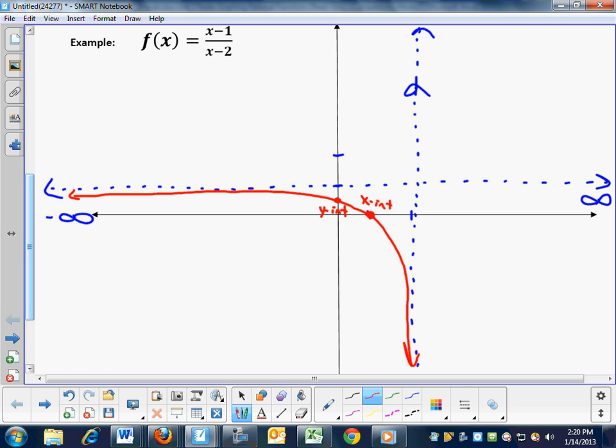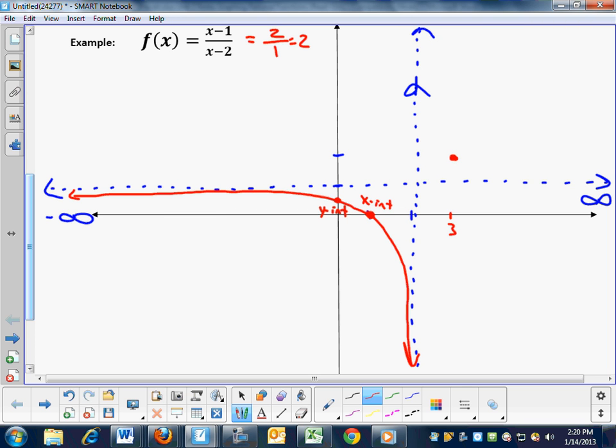Now if I go to the right side, it either assumes the top or the bottom. We don't have any points over here to give us a hint, so all we can do is plug in a value. What's a value to the right that you can plug in? 4 would work. I'm going to just plug in 3 because it's the next one over. Now let's plug in 3. What's 3 minus 1? 2, and 3 minus 2, 1. And I get 2. So the point 3, 2 is on that graph.